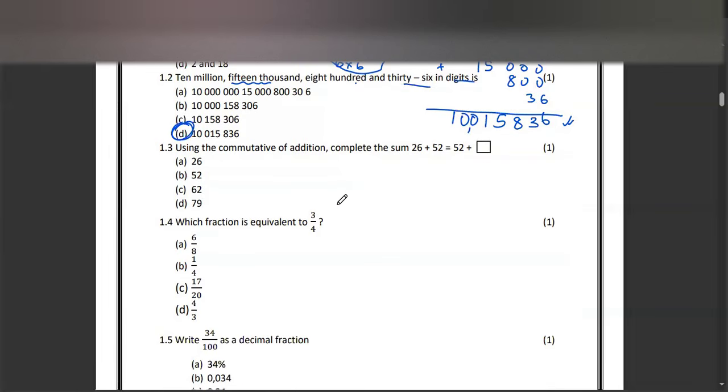And then 1.3, using the commutative addition, complete the sum. So commutative simply means that the order does not matter, regardless of what you start with. And this commutative works for addition and multiplication. In other words, the number that you start with when carrying out the multiplication or addition does not matter. So 26 plus 52 is the same as 52 plus 26. So option A is the answer.